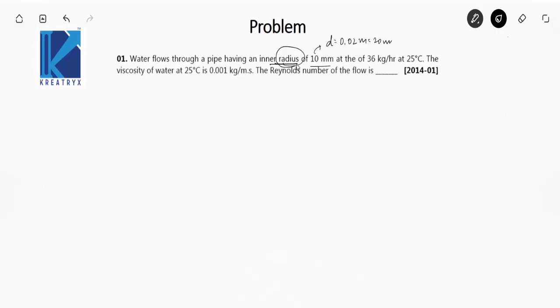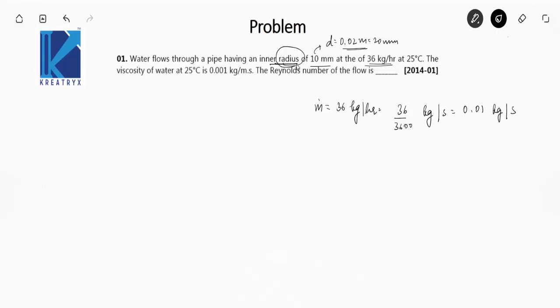I like to work in SI units because that helps me solve the questions very easily and accurately. At the flow rate of 36 kilogram per hour. So mass flow rate is 36 kilogram per hour, which is equal to 36 by 3600 kilogram per second, which is equal to 0.01 kilogram per second.